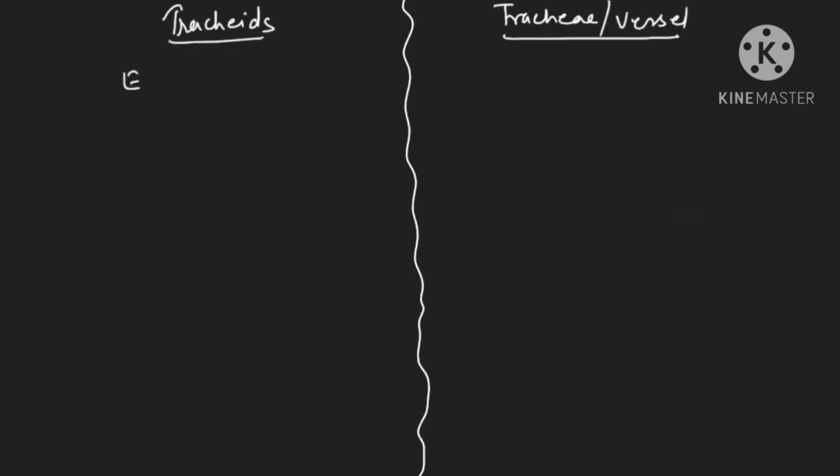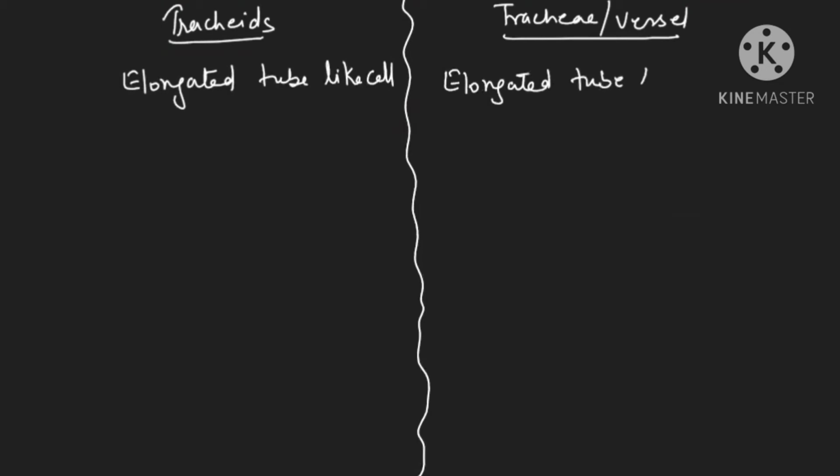They are elongated tube-like cells. Very important line of NCERT. They are tube-like cells, and here we say they are elongated tube-like structures. This is very, very important. Check in your NCERT lines, you will find it. One is a tube-like cell and one is a tube-like structure. I hope this concept is getting clear.